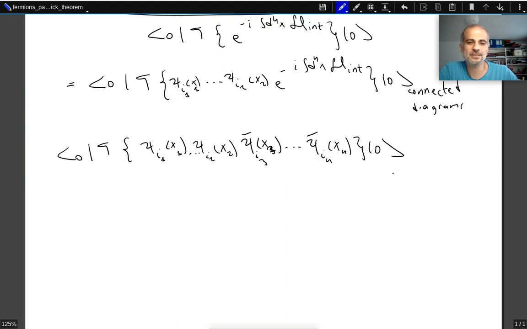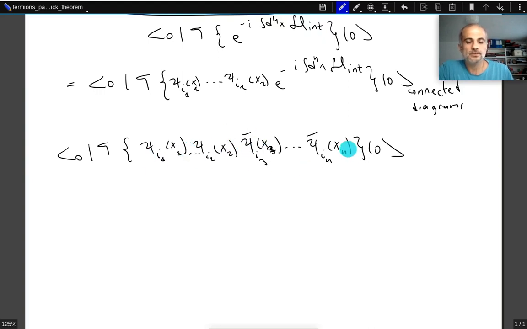And also keep in mind that when you are making an actual computation, you have to be consistent with the ordering of these operators, because if you just change the order of two of the fermionic degrees of freedom, then you get a minus sign, which should be correct.